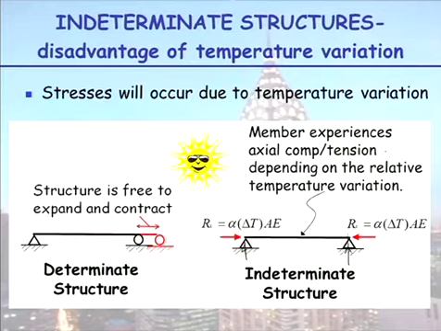Stresses will occur due to temperature variations. So in a determinate simply supported beam, you have a pin at one end and a roller at the other end. And we all know on a hot day, the steel beam would expand, and because this is a roller support, that expansion will just occur. However, if you have an indeterminate structure, so both supports here are pin supports, when it heats up and it tries to expand, it can't, because the 2 supports are fixed. So don't worry about these formulas here, you'll see them in second year if you choose to do civil engineering.